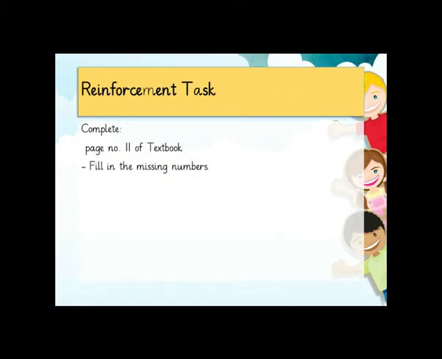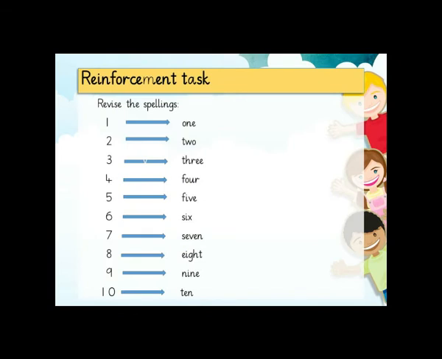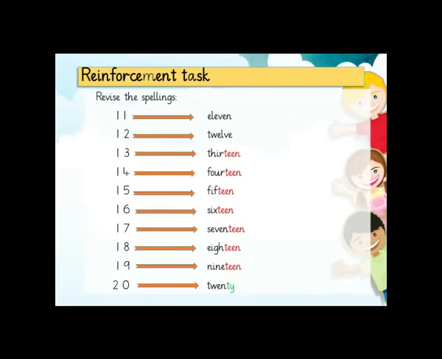Reinforcement task is also related to the missing numbers. You have to complete page number 11 of mathematics textbook. Coming onwards towards the reinforcement task, you have to revise the spellings from 1 to 10. As you have done it earlier as well, so it won't be difficult for you. Moving onwards, for the spellings of 11 to 20, you have to revise it. This is no more difficult.